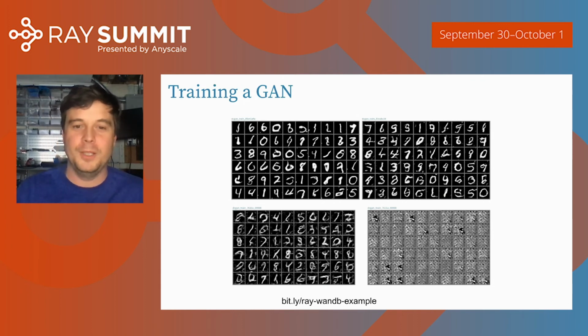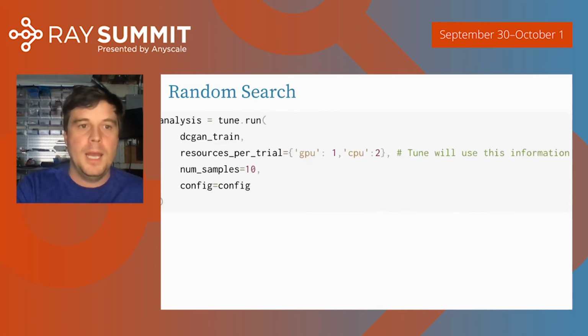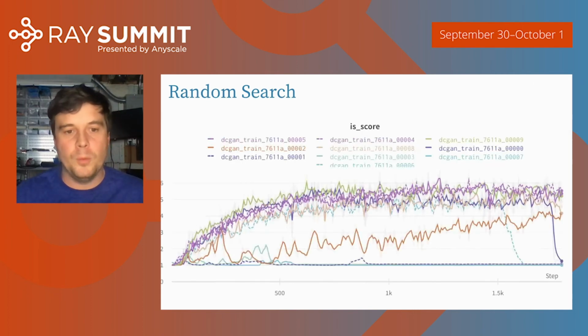And I'll show you, these are actually the results of digits from 4 different models. And you can see the bottom right here where it's just absolute garbage is typical if you've ever really tried to train a GAN from scratch without someone giving you the best set of hyperparameters off the bat. So random search is the simplest way to do it, and Ray Tune makes it easy.